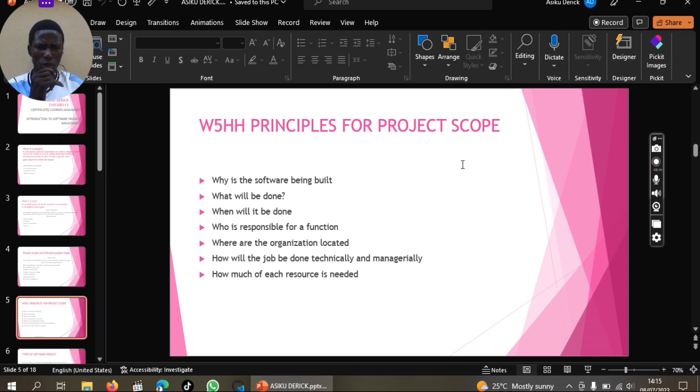Who is responsible for a function? This one talks about the responsible people, like the team members, the project manager, the sponsor. Those are the responsible people. Where is the organization located?